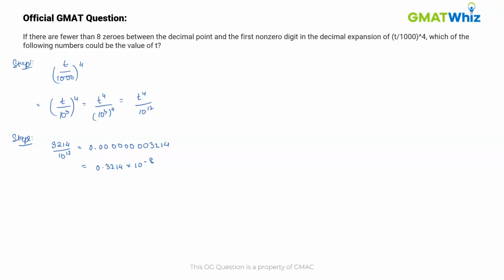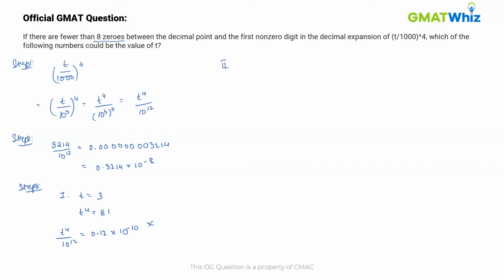Now using the same logic, we move on to step 3 and analyze the given options one by one. So in option 1, the value of t is equal to 3. So t^4 will be equal to 81. Hence t^4/10^12 will be equal to 0.81 times 10^-10. Now this means that there are 10 zeros in front of 81, and the question mentions that there are fewer than 8 zeros. So we immediately reject option 1 and we move on to option 2.